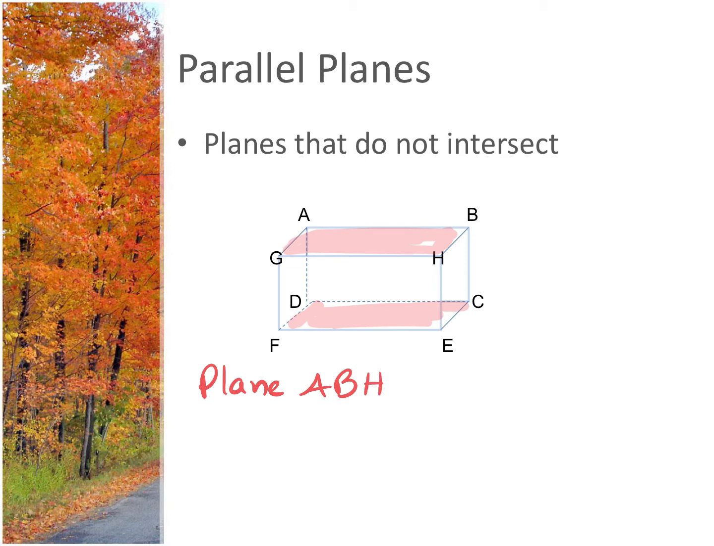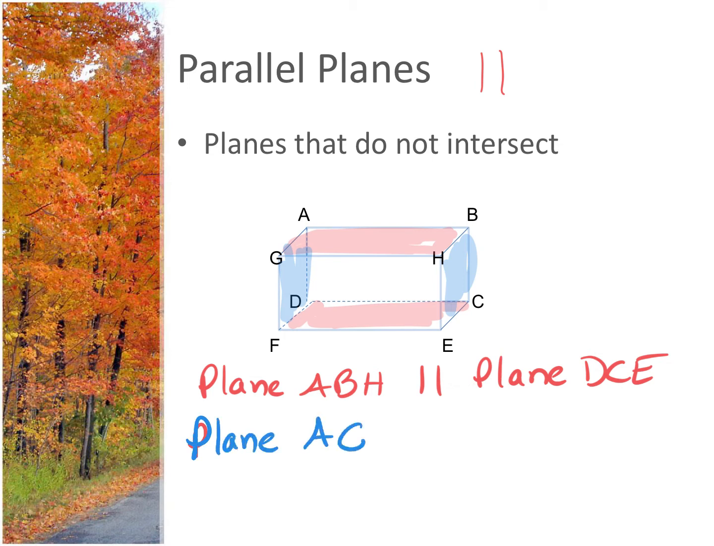Now the symbol for parallel are 2 straight lines. So I could say plane ABH is parallel to plane DCE. Parallel planes with the left side and the right side. So I could do this one with this one. And again, I'm going to name 3 letters. So I could say plane AGF, and then the other side, plane BCE. Pick any 3 letters going around that side.